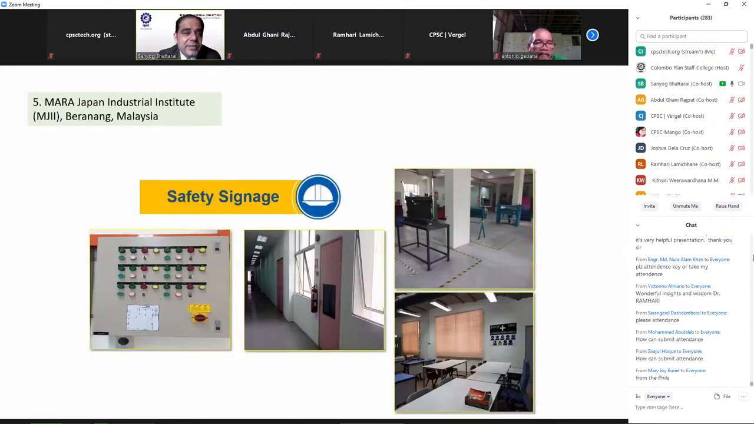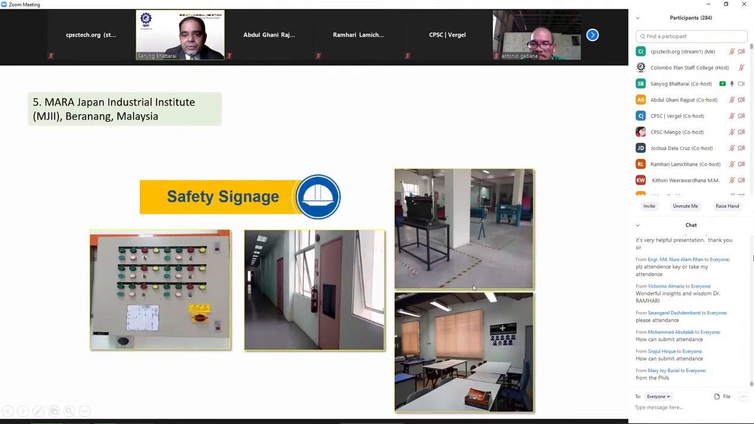Mara, the Pan Industrial Institute, you can see safety signages, different signages, color coding, green, red, yellow, and other information here. And the corridor, you can see the lights are there. So in case of an emergency, there is a fire extinguisher also. When there's a dark corridor, there should be light so that in case of emergency, students can run properly without hitting the wall or each other.